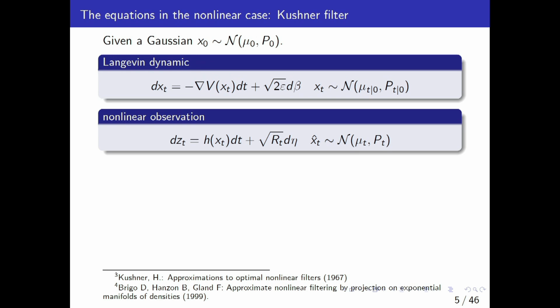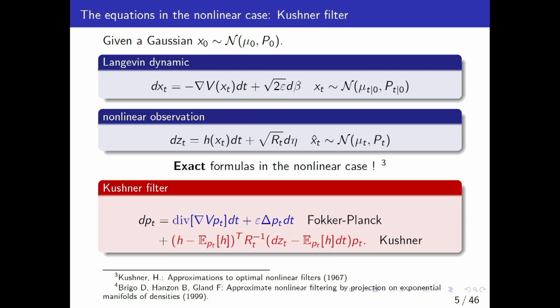And I will now introduce the Kushner filter. We consider now a non-linear dynamic. Here we have the dynamic model, where we suppose the dynamic derives from a potential. And here we have an observation model in continuous time, which is also non-linear. In this case, what is nice is that there is also a closed form formula for the distribution. Sorry, there is a mistake here: it's not Gaussian anymore. It's not Gaussian in the general case. It can be any distribution. And the distribution satisfies this equation, which is the Kushner equation of the filter.